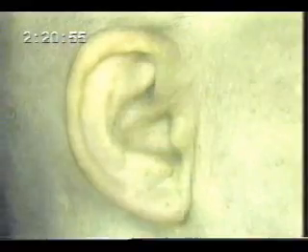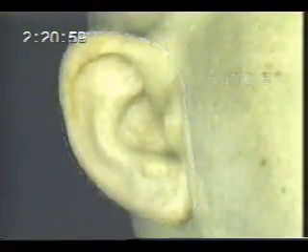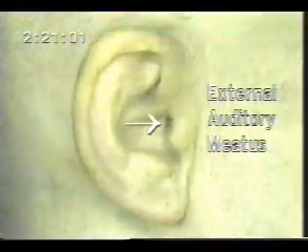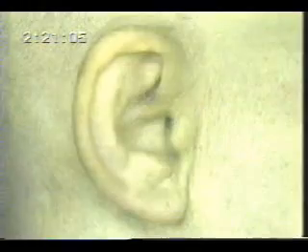In this section on the ear, we'll look mainly at the external and middle ear. The inner ear is so delicate and so completely encased in hard bone that it can't be well shown by dissection. We'll start with the external ear. The external ear consists of the auricle, which projects from the side of the head, and the external auditory meatus, or ear canal, which passes inwards to the tympanic membrane.